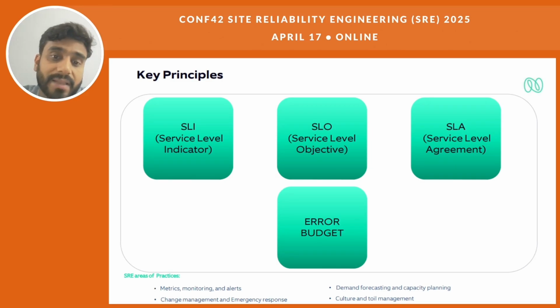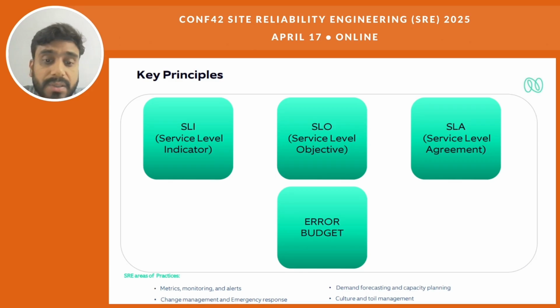So that's why the development teams, operations teams, and product teams look to have common target levels set for the overall system. That's why the error budget comes into the picture.